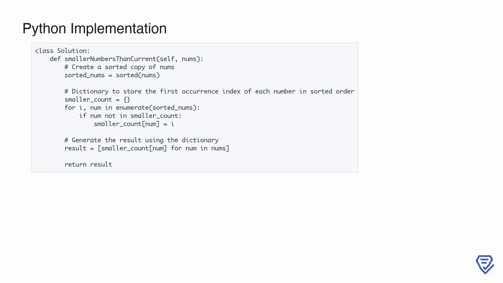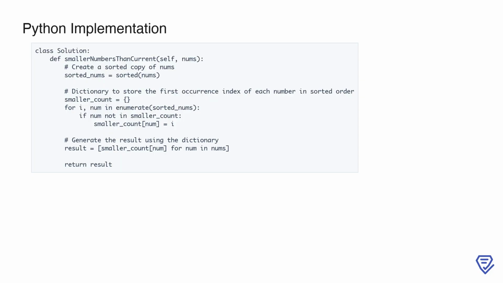2. Building the dictionary. A dictionary smaller_count is used to store the number of elements smaller than each unique number in the input list. This is achieved by iterating over the sorted array using a for loop. The index i of each number in the sorted array directly represents how many numbers are smaller than it, because the array is sorted. To avoid overwriting values, the dictionary is updated only if the number is not already present as a key. This ensures that we capture the first occurrence of each number, which corresponds to the count of smaller numbers.